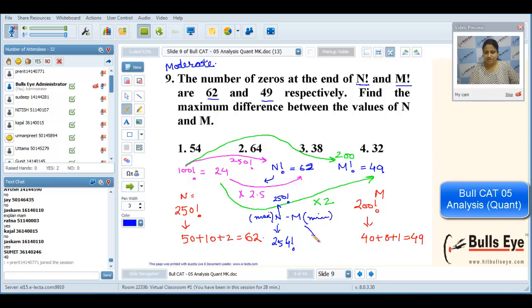Now the next thing, m I want to be minimum, this will be 200 factorial. If we go below 200 factorial, I mean if I take 199 factorial, the number of zeros will become 47 in that case. But I need 49 zeros. So 200 factorial is the minimum value of m for which there are 49 zeros. So what will be the answer in this case? It will be 54.